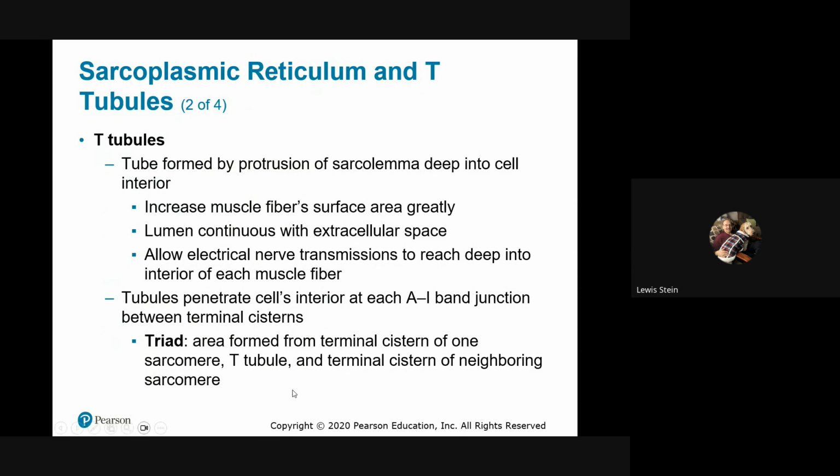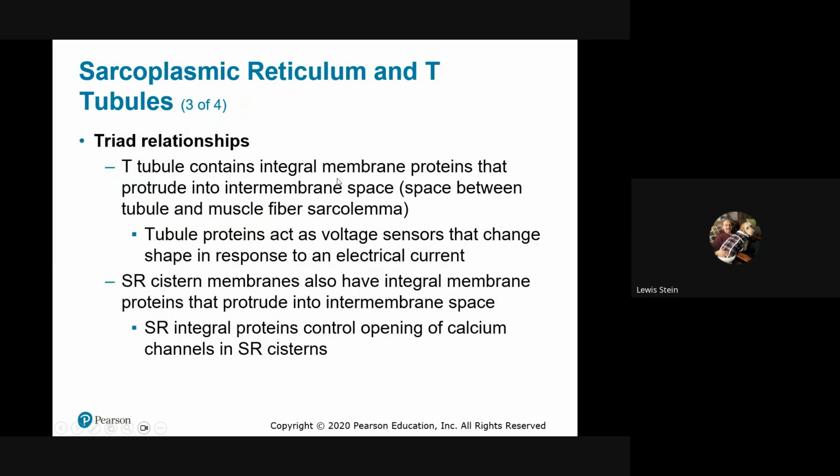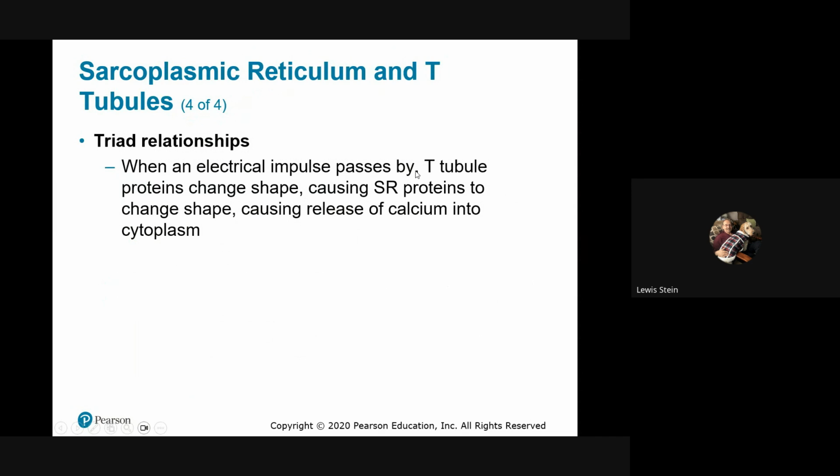And they form something called a triad, because you have a T-tubule, transverse tubule on either side, surrounded by these well-like structures called terminal cisternae. Cisternae is the plural. So that's the triad relationship. The tubule proteins act as voltage sensors. And when they're triggered, they change shape, and it allows calcium to flood. So the electrical impulse passes by, the proteins change shape, and the sarcoplasmic reticulum proteins also change shape, and the calcium is released into the cell.